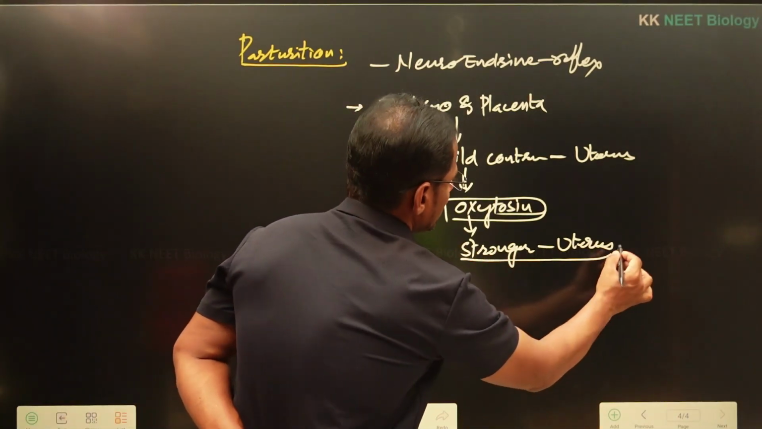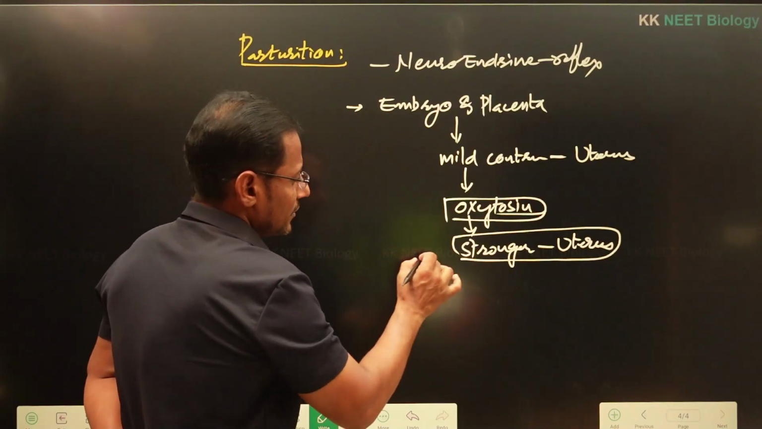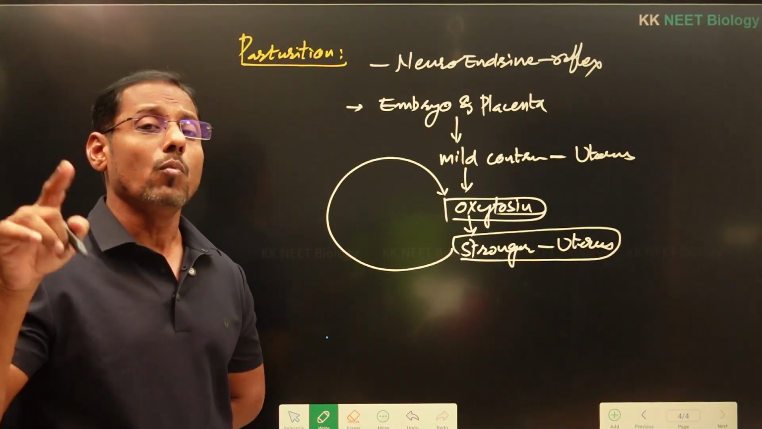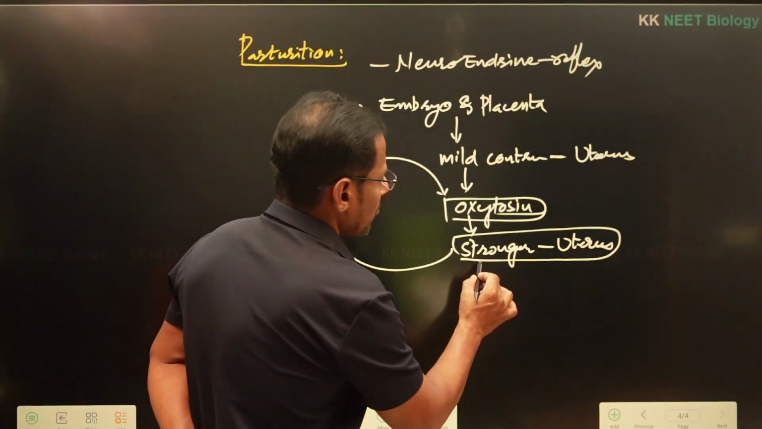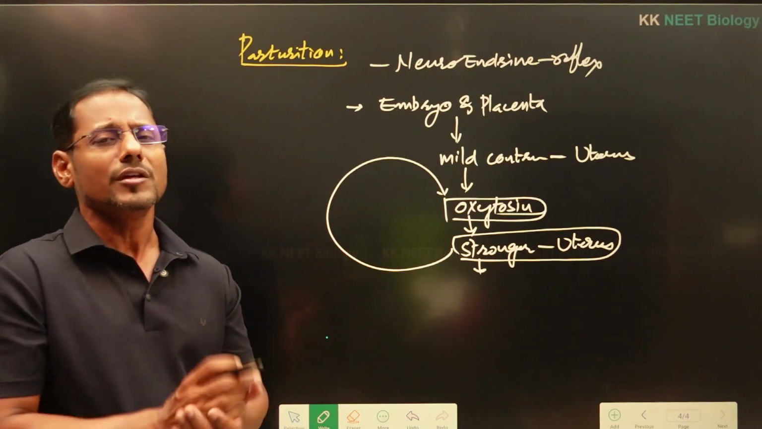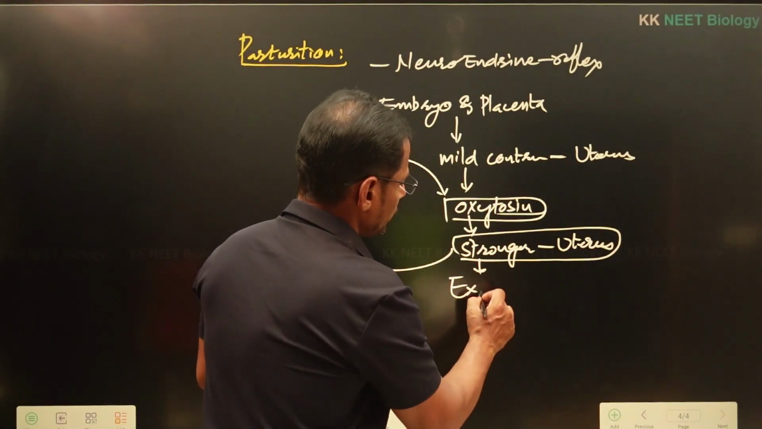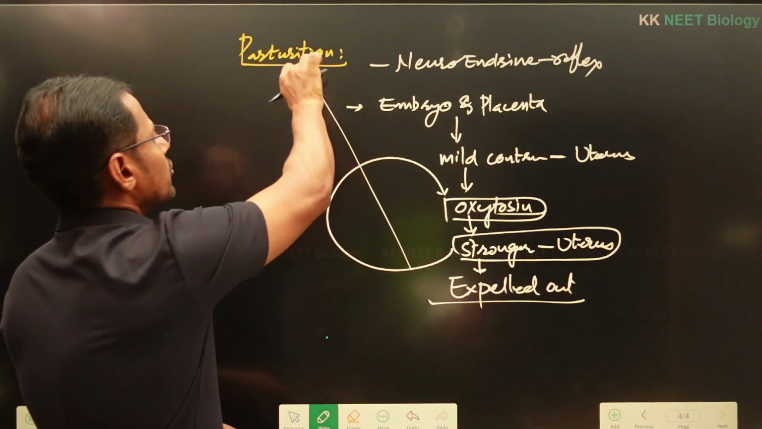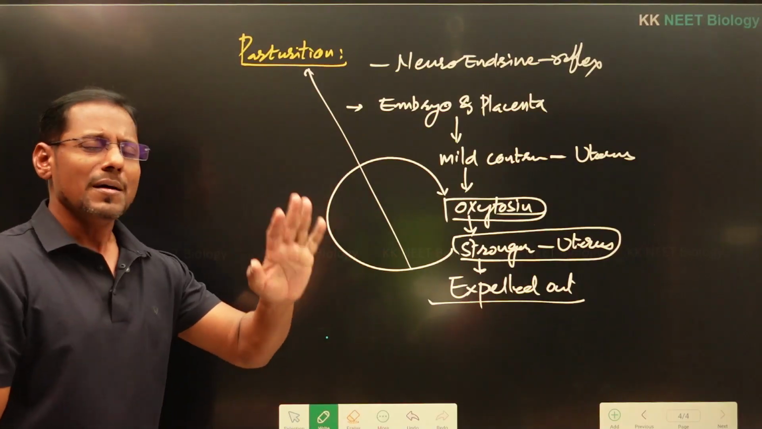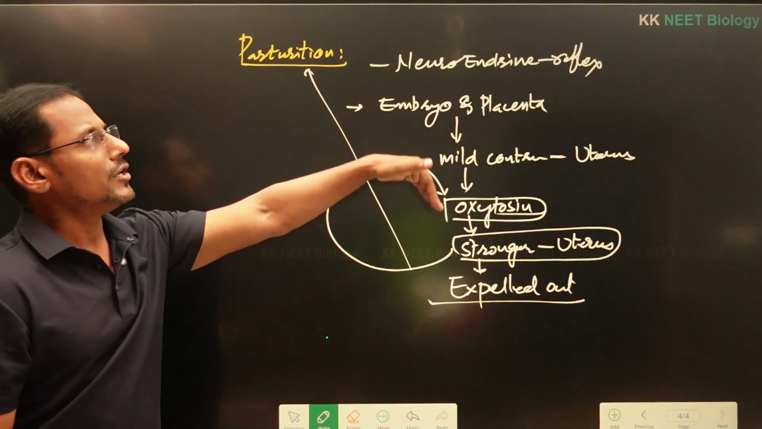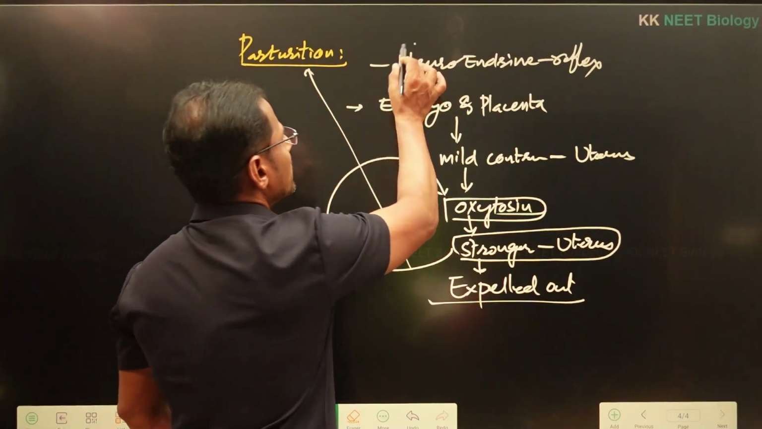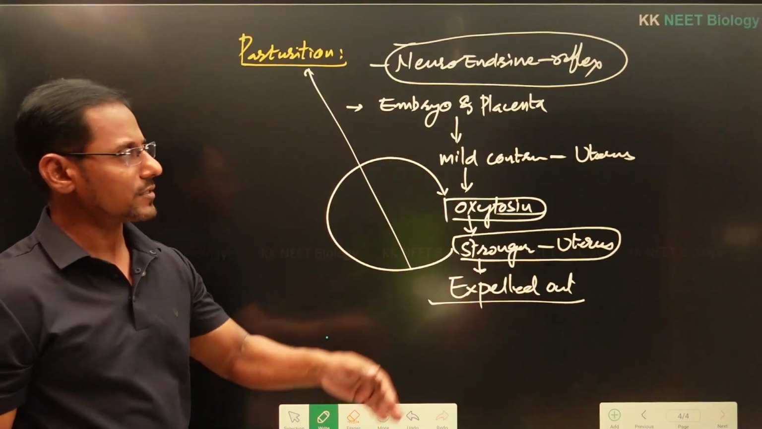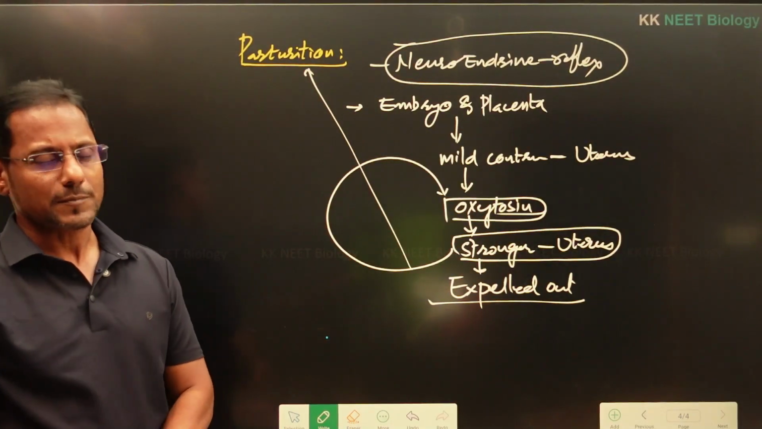These stronger contractions of the uterine muscle send signals to the pituitary to secrete more and more oxytocin. As a result, even stronger contractions take place in the uterus, and the baby is expelled out. This particular process is known as parturition. In this way, it is a neuroendocrine reflex. Remember this word: neuroendocrine reflex. The parturition process is a neuroendocrine reflex. So in this way, the baby is expelled out.